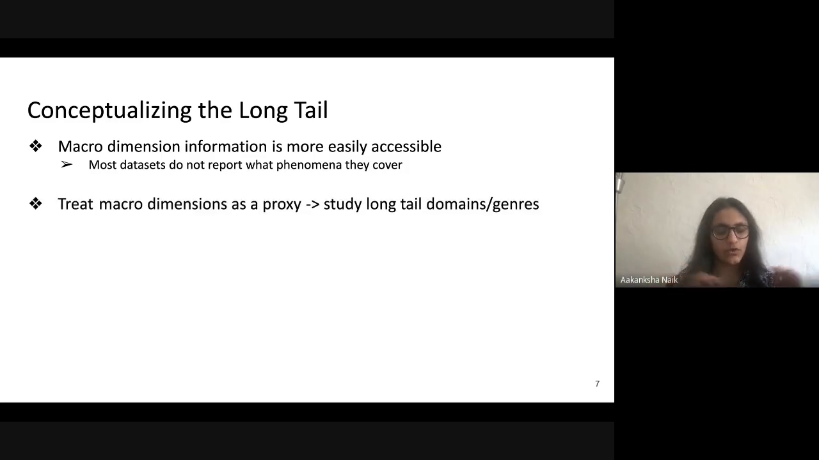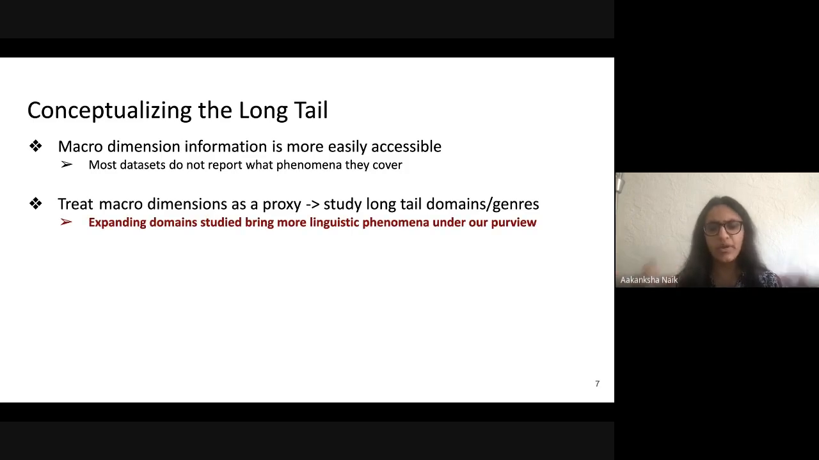So for the most part, our work has been focused on treating these macro dimensions as a proxy for studying micro-level linguistic phenomena. So our hypothesis here is that if we study domains and genres of text that have been underrepresented in traditional benchmarks, you will, by proxy, also bring more of the linguistic phenomena that have been sidelined under the current benchmark paradigm under our purview.